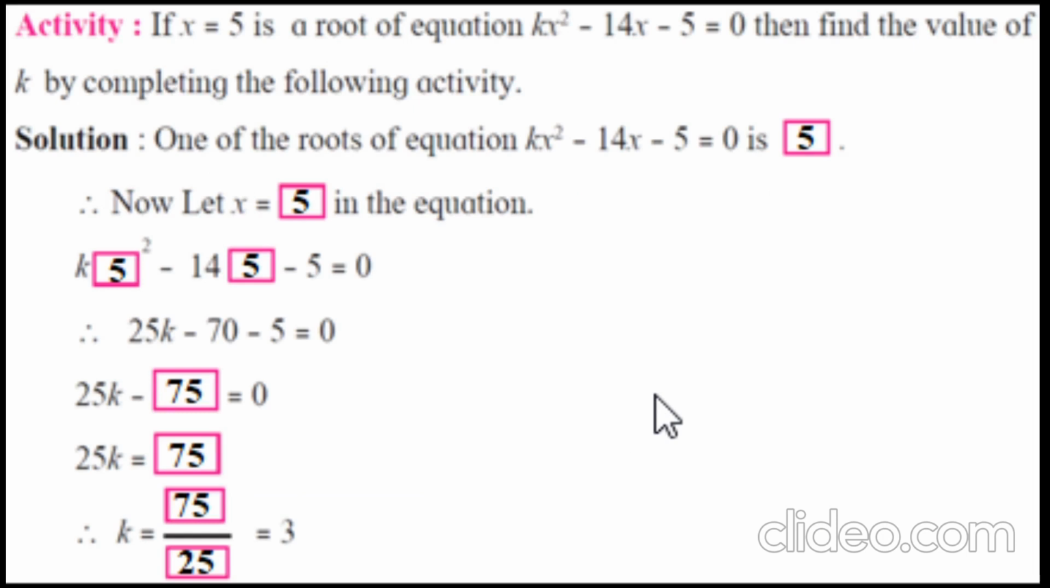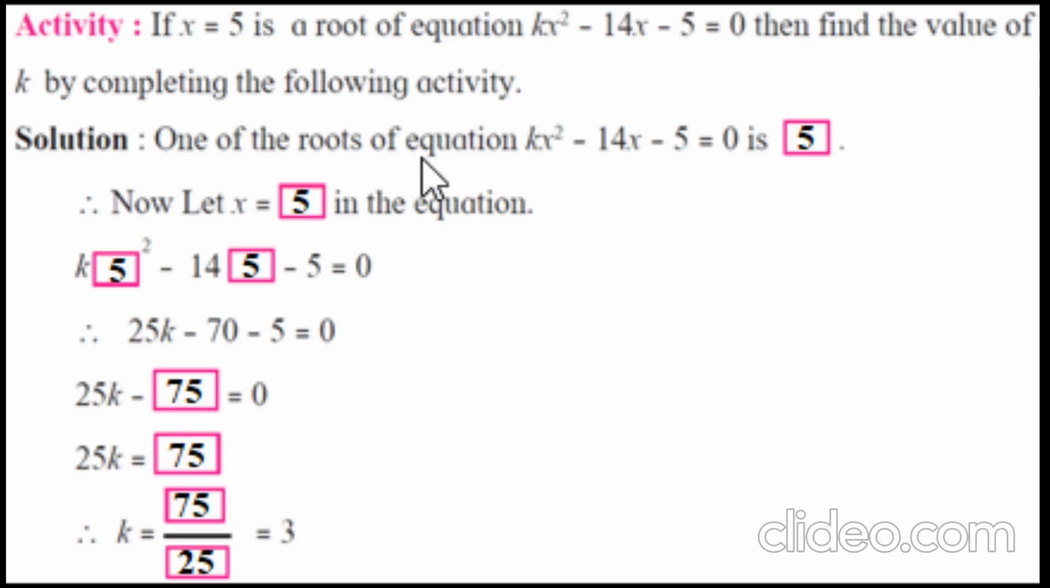Now we have been given one activity. If x is equal to 5, then we have to find the value of k. The equation is kx square minus 14x minus 5 is equal to 0. We have to find the value of k by completing the following activity.